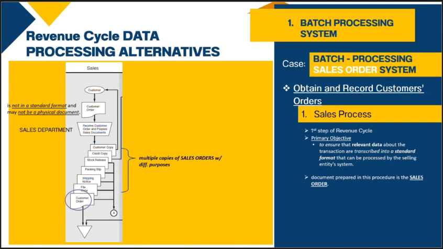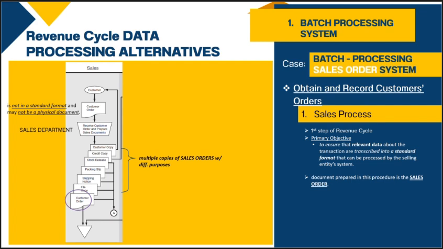The first step is the sales process, which begins in the sales department with the receipt of a customer order indicating the type and quantity of merchandise being requested. At this point, the customer order is not in a standard format yet and may not be in a physical document. Orders may arrive by mail, by telephone, or from a field representative who visited the customer's place of business. When the customer is also a business entity, the order is usually a copy of customer's purchase order.